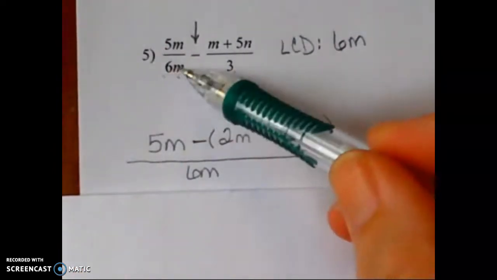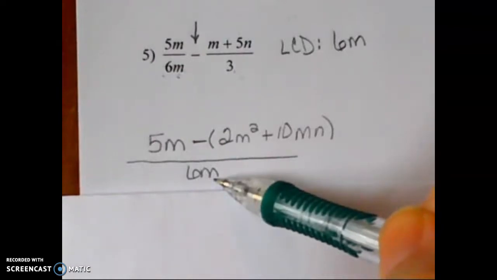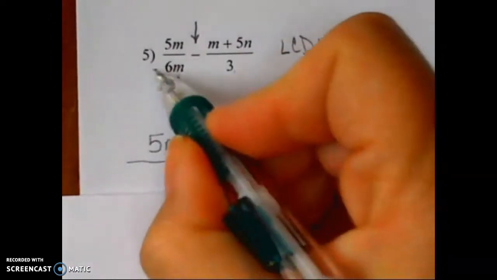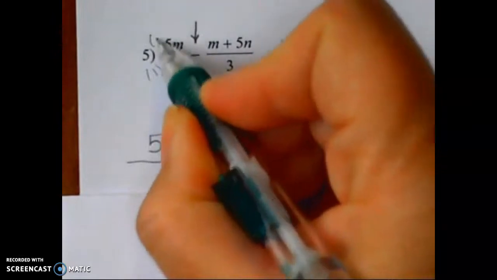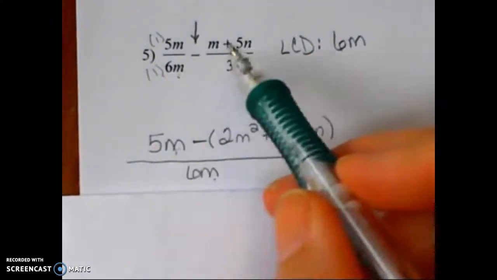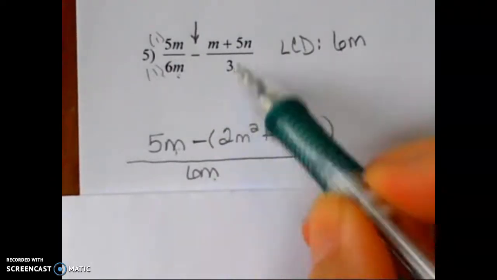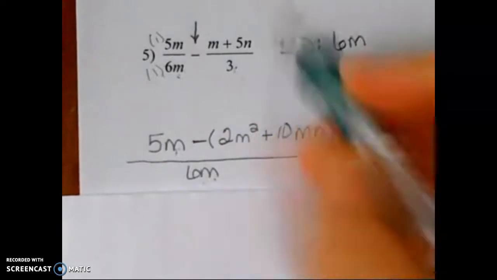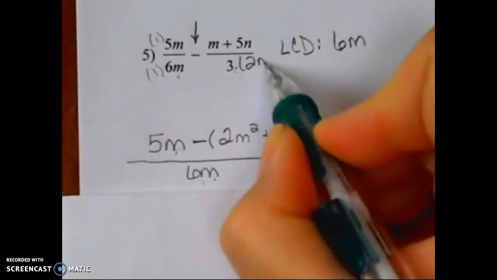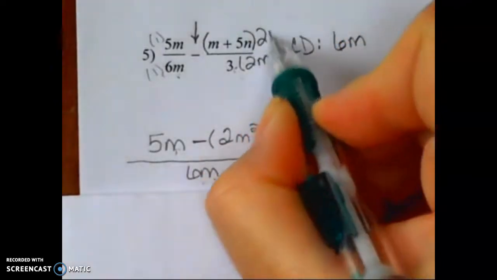So 6m, this denominator times what gets me 6m? What is missing? What's the missing piece? Well, nothing. So I'm just going to multiply by 1, and that brings down the 5m. Now, from 3 to 6m, what do I have to multiply 3 by to get to 6m? And that answers 2m.